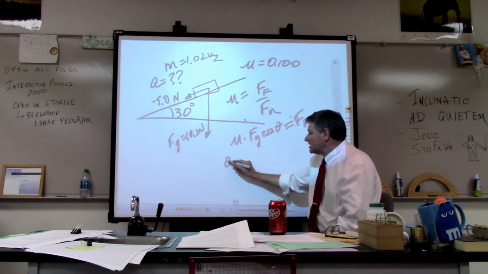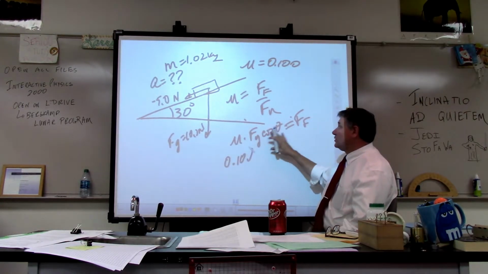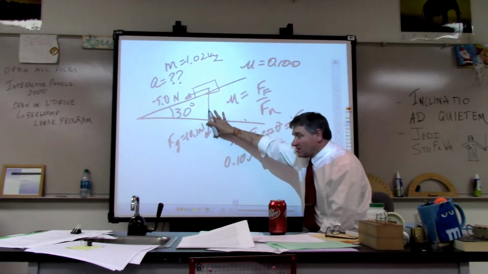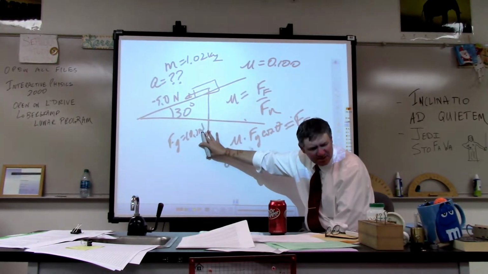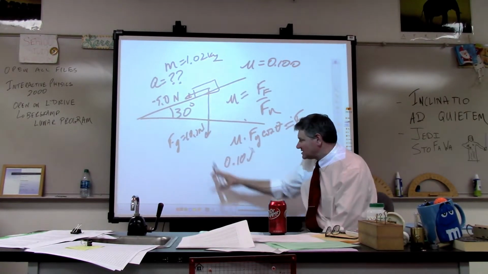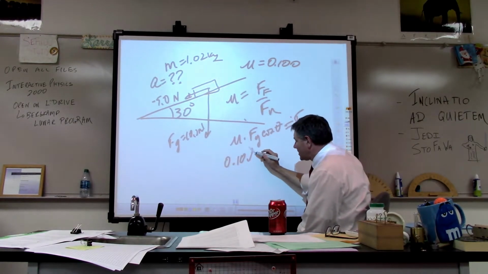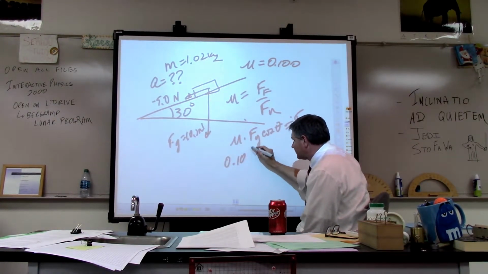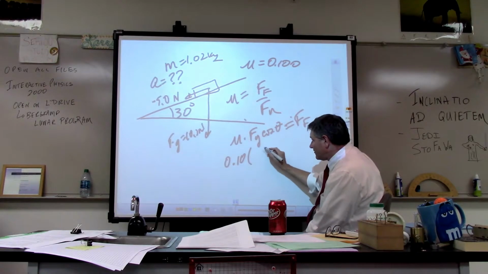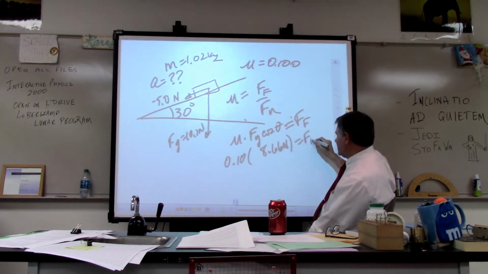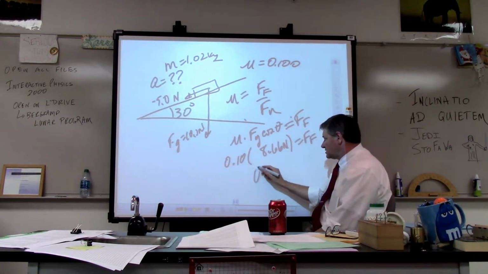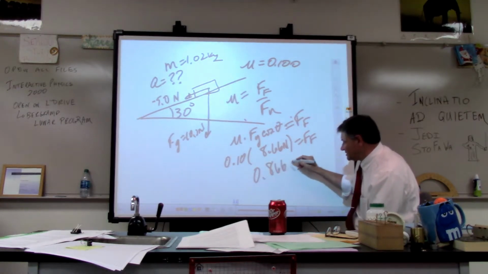Okay, so somebody take, let's just get my normal force. Take 10 newtons times the cosine of 30. It's 8 point something, 8.66. Okay, so I've got 0.1 times my normal force, which is 8.66 newtons, and that's going to give me my force friction. So this is going to be 0.866.